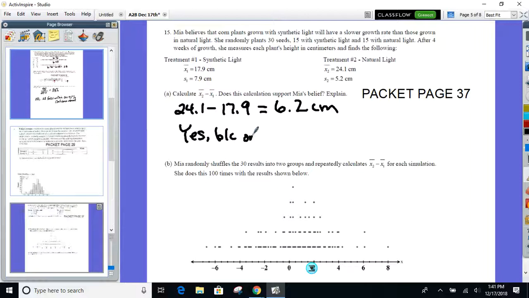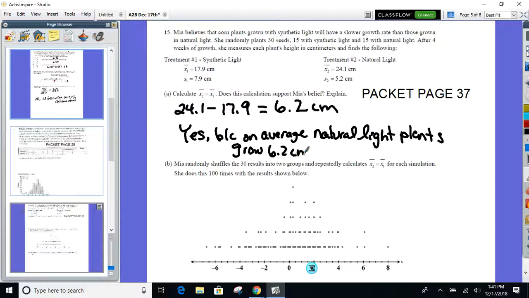Because, here we go, on average, what's this telling you? On average, natural light plants grow 6.2 centimeters more. So far she's right. So ready, Grace?